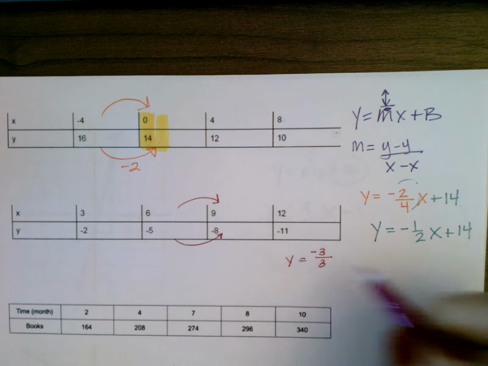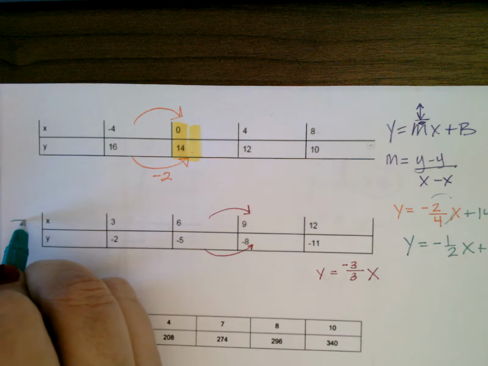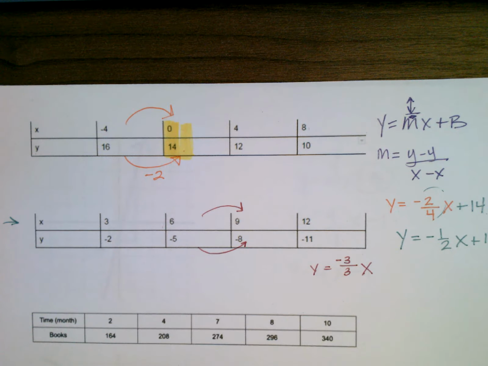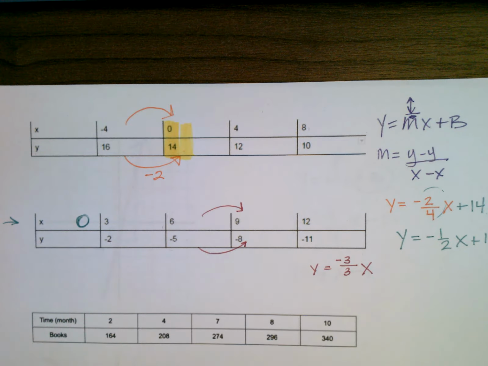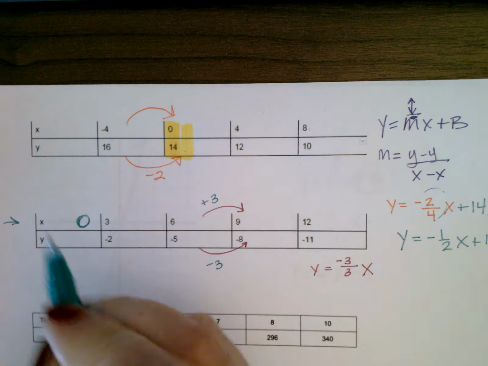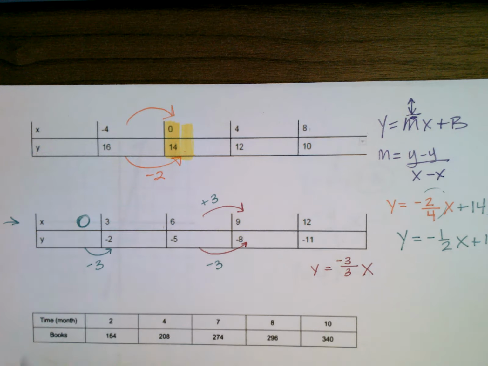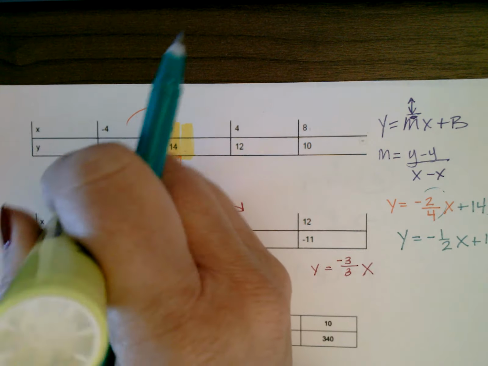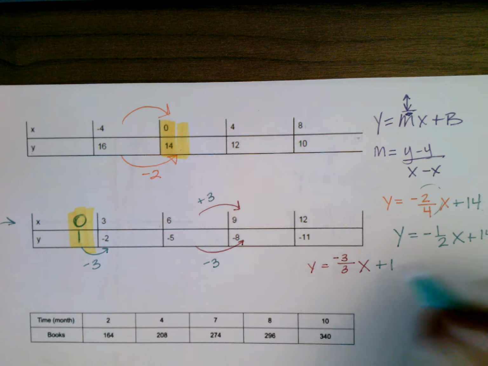Oh, when I look at this table, unlike that table, I'm missing a 0. Think of this as a number line. When this is a number line, where would I find the number 0? Here in the front. So I have to ask myself, okay, if we're going +3 here and -3 there, what number -3 would get me to -2? 1. Now I know where x is 0, y is 1.